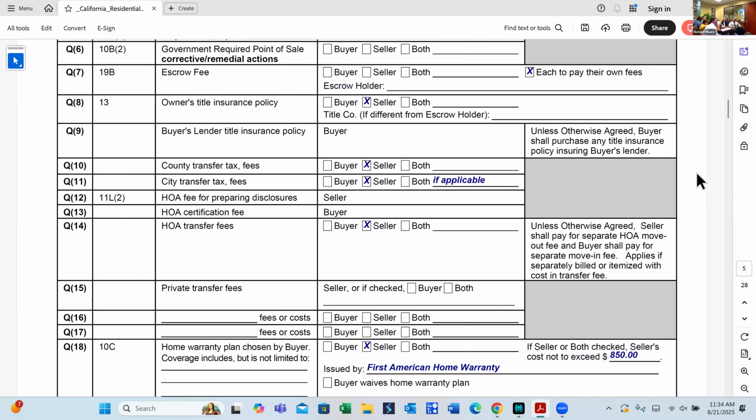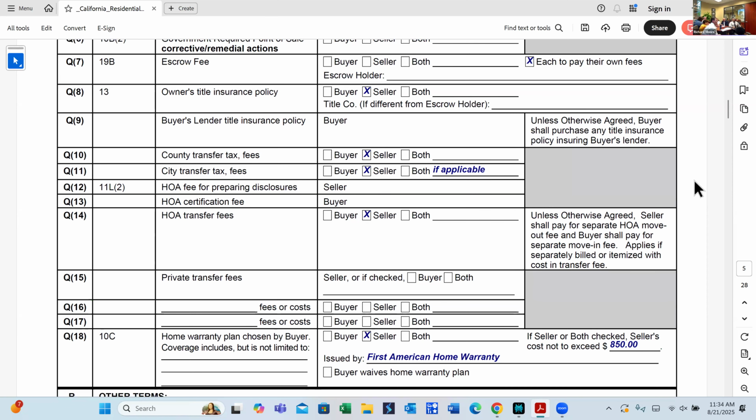Q11, city transfer tax and fees. It's a rarity in Orange County to see something like that, but in LA County, there can be a city transfer tax and fees. If you're unsure, check the box and say if applicable.